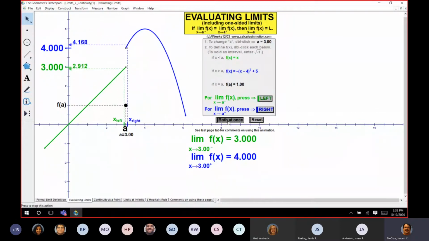Okay, so if you're approaching from the left and the right, and they're not equal, then your limit does not exist. And if you go to infinity, the limit does not exist, and we'll get to that later. So there's a good example of the squeeze theorem where you don't have a limit.